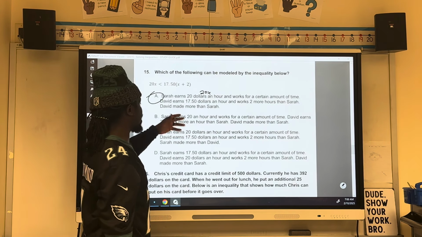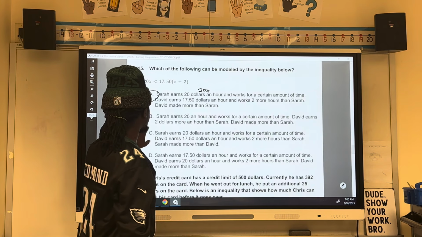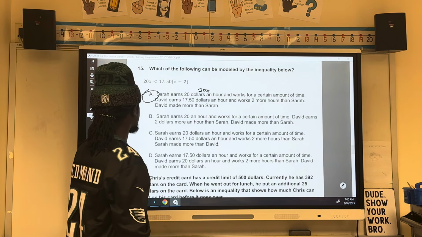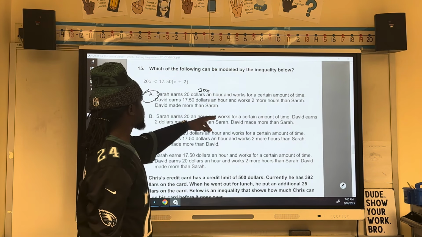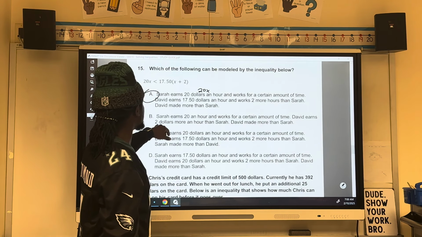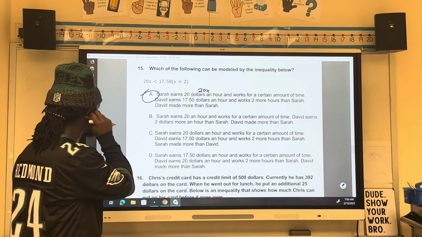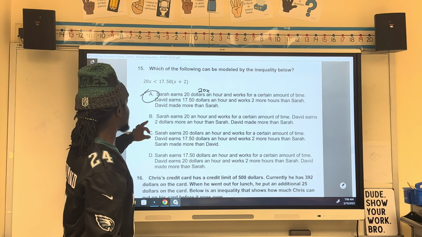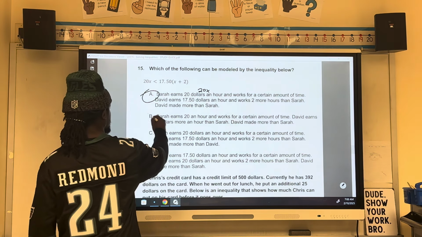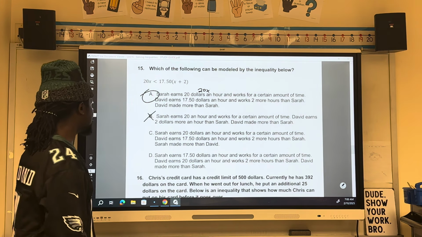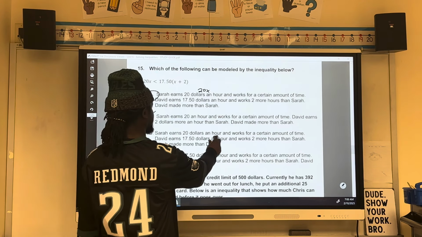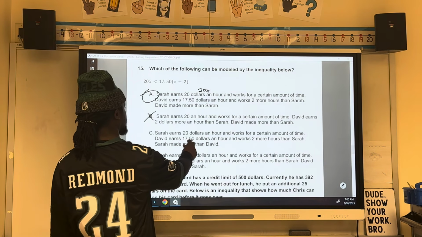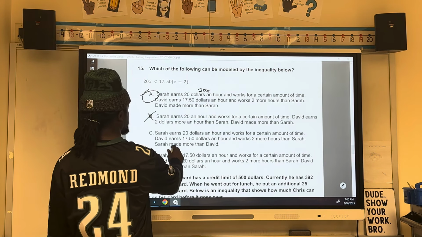Again, I'll look at B. I'm not going to do all of them, but Sarah earns 20 an hour for a certain amount of time. David earns $2 more than Sarah. All right. This one doesn't tell how much David earns, so that one can't be right. All right. Sarah earns $20 an hour, works for a certain amount of time. David earns.